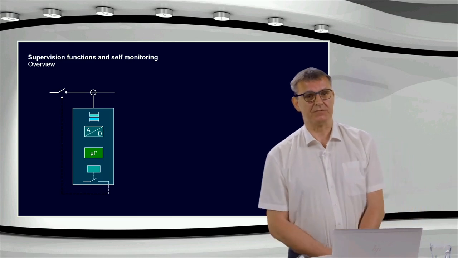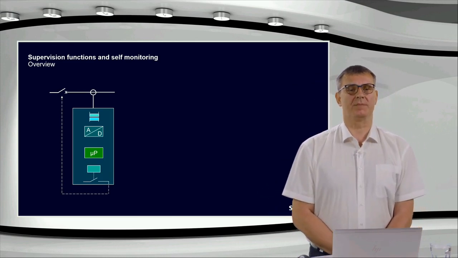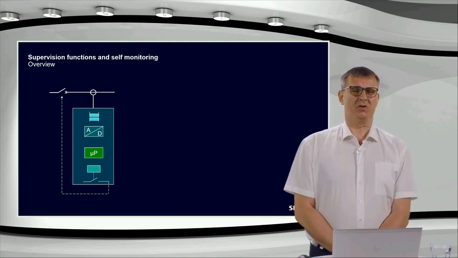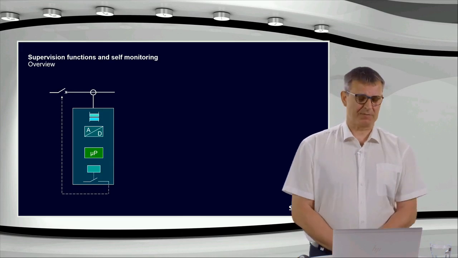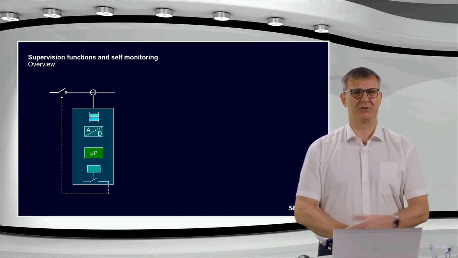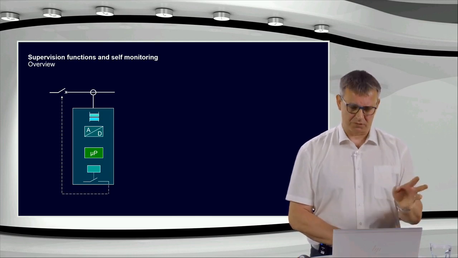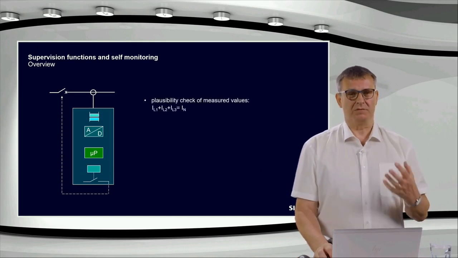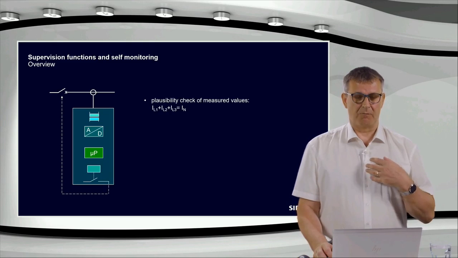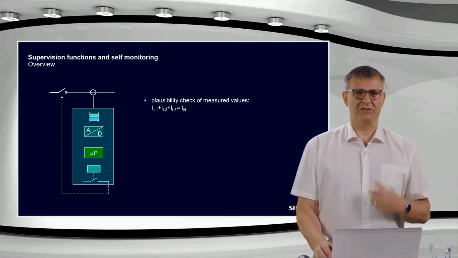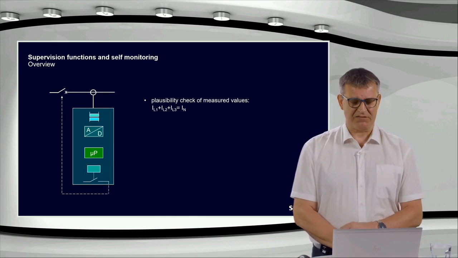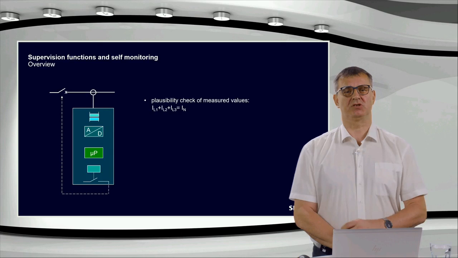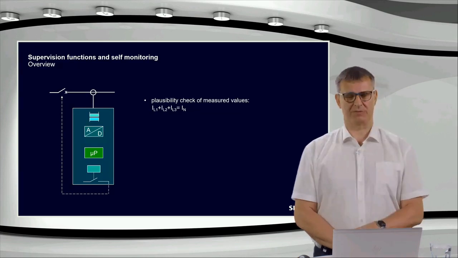Let me start with a really very rough overview about the supervision function and the self-monitoring implemented, not only in the 7SS85 busbar protection. That's mainly a general SIPROTEC 5 functionality, which we are using with some exceptions. Here, really a very rough overview. I will go more to the details later. Very important for busbar protection. It's a general feature for SIPROTEC 5, but it's a supervision functionality which can be switched off in the 7SS85.